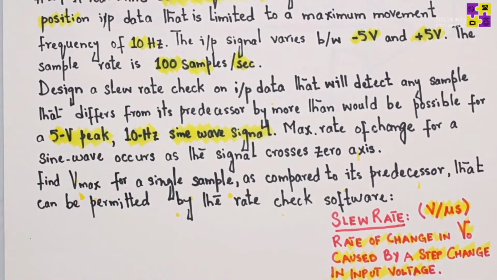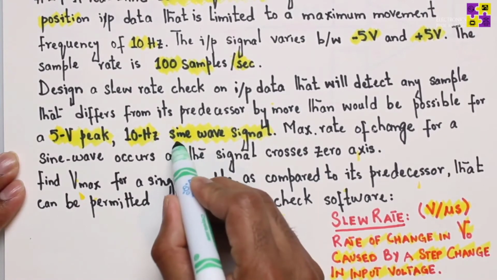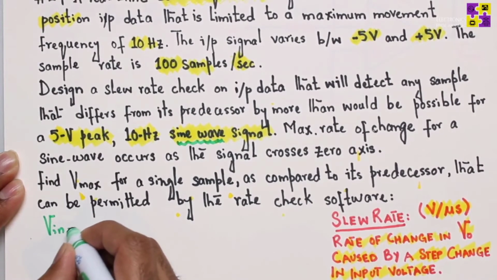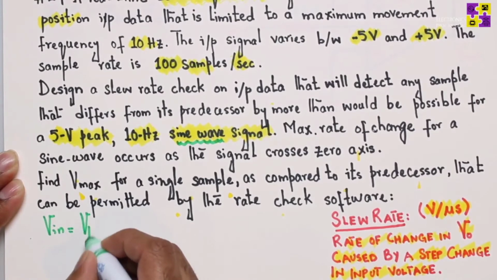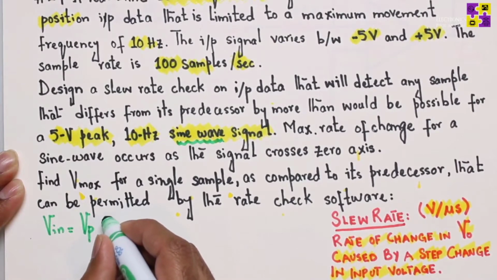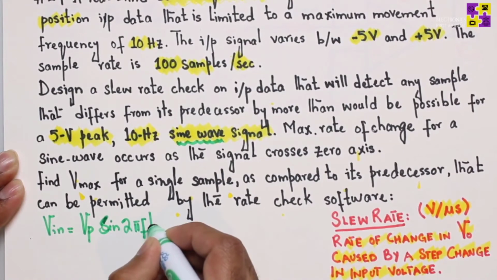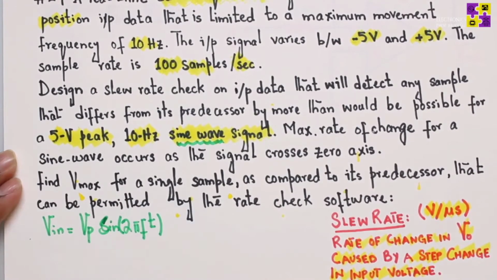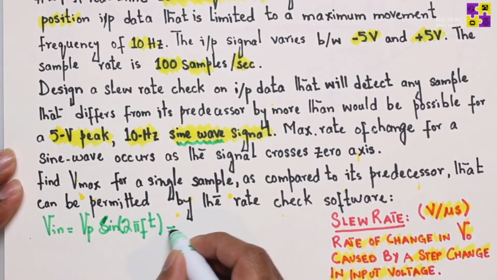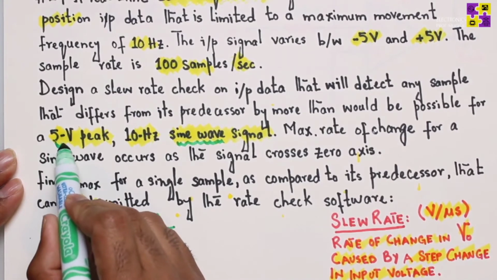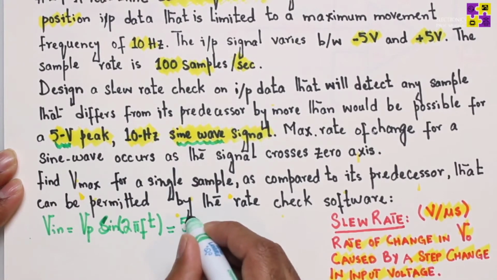There's a very simple formula to calculate the slew rate. Remember, this is a sine wave signal. So Vin equals the peak voltage times sine of 2 pi ft. This is important: 2 pi ft. Now let's plug in the values, because a lot of information here is known. Peak voltage is 5, correct? So let's put 5 here.